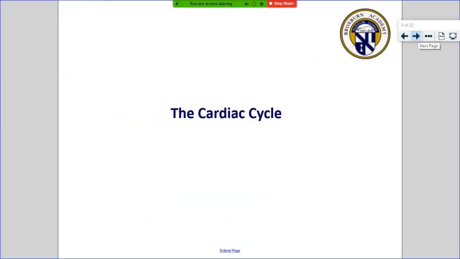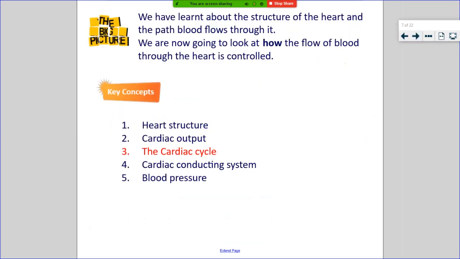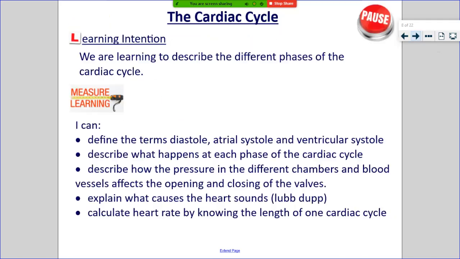So we're going to have a look at something called the cardiac cycle. We've learnt previously about the structure of the heart and how the blood flows through the heart. And it's got a very specific route through the heart. So we're going to have a look at how that's actually controlled in terms of the cardiac cycle. So pause the video, have a look at the key learning points so you know what to look out for.